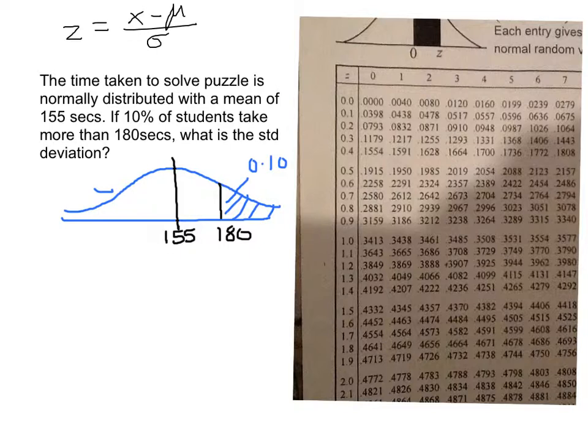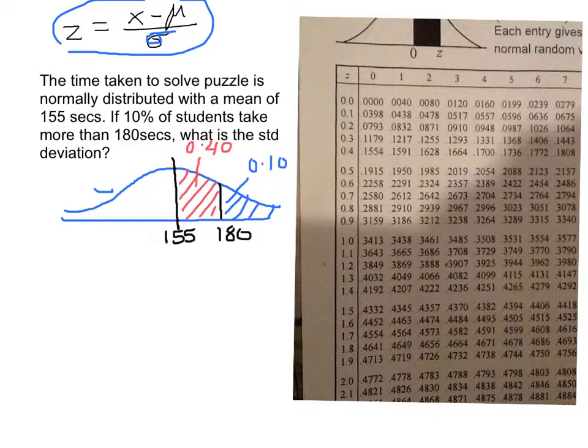So in the formula at the top here, I'm looking for the standard deviation. I need to get a z value. Once again, you have to use that shaded area. I know that half of the graph is 50%, 10% is blue, so that must mean 40% is red.